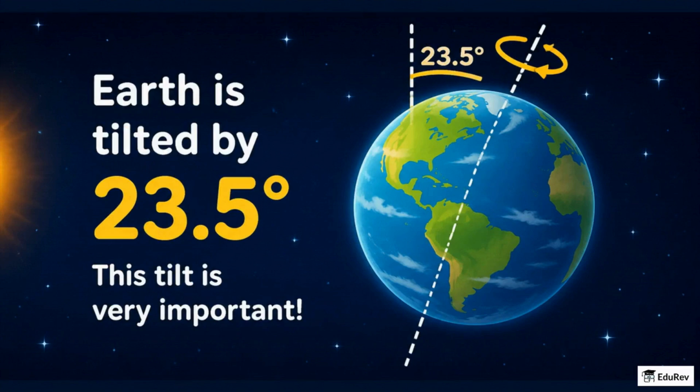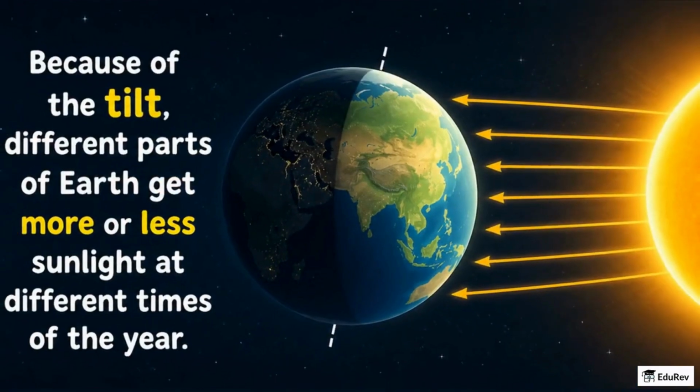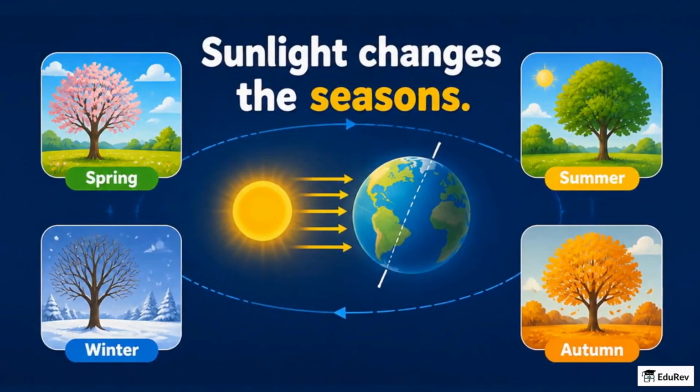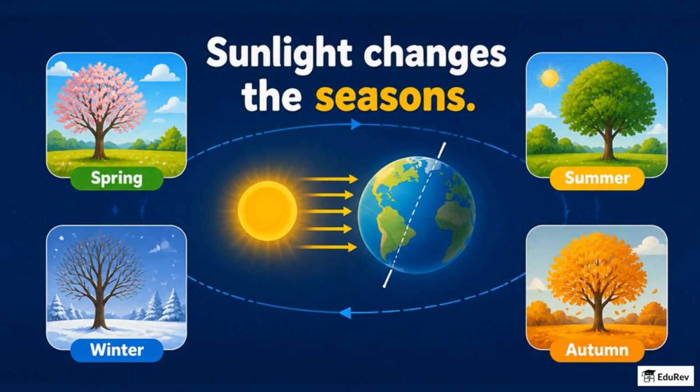And this tilt is very important. Because of the tilt, different parts of the earth get more or less sunlight at different times of the year. This change in sunlight causes the 4 seasons: spring, summer, autumn, and winter.